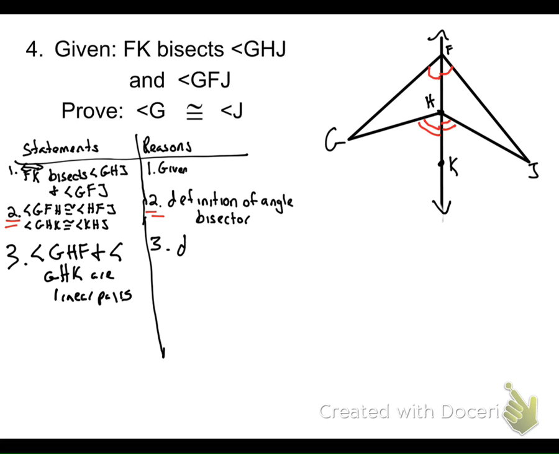And we know this by the definition of linear pairs. What does it mean to be a linear pair? Not exactly. So remember, linear pairs are two adjacent angles that lie on the same line where their non-adjacent sides form a straight line. Okay, so we know that one's a linear pair. What do we know then on the other side? What do we know about angle FHJ and angle JHK?